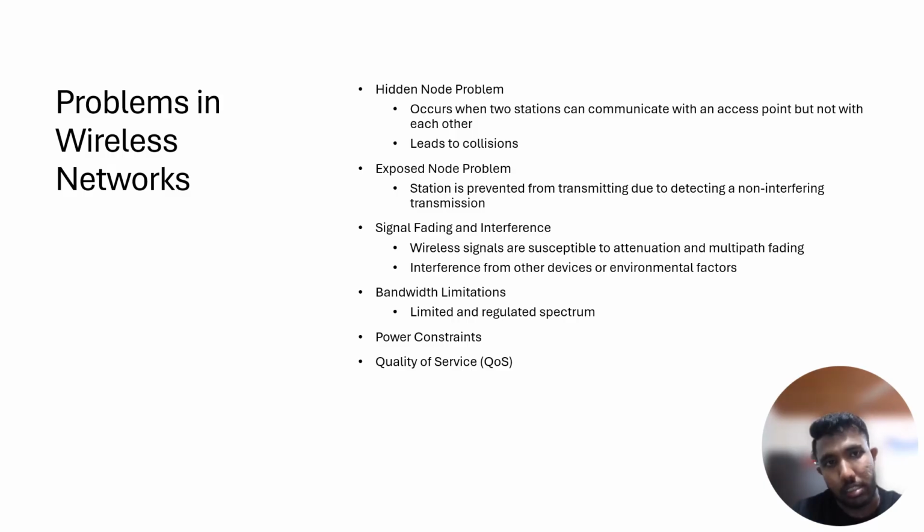Problems in wireless networks. Wireless networks face unique challenges such as hidden and exposed nodes problem, signal fading, bandwidth limitations, power constraints, and ensuring quality of service. Techniques like rate adaptation and power control help address these issues.